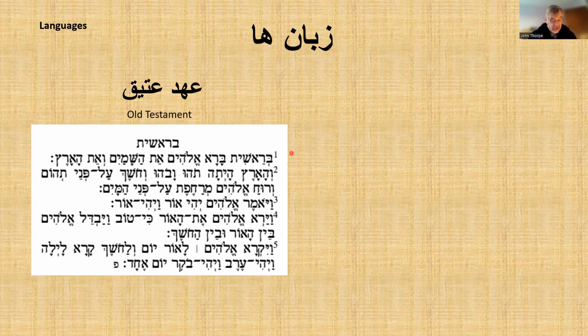Now, parts of the Old Testament are written in a different language, which is called Aramaic. Sorry. Some parts of the Old Testament are written in a different language, which is Aramaic.